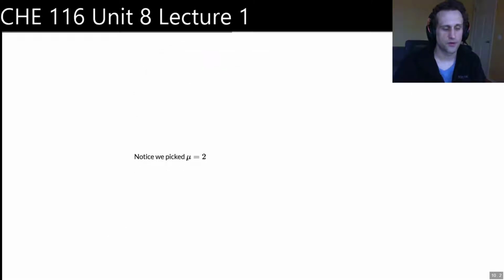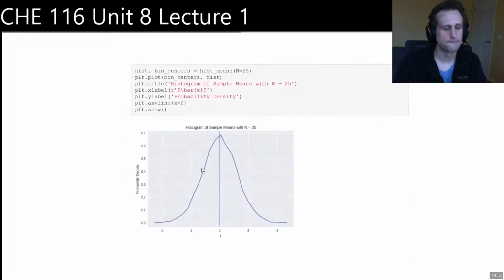So let's see an example. Our population mean is 2, and then let's see what the histogram looks like. So this is my sample mean, and you can see that the population mean is 2, and my peak is maybe like 2.1. So that means if I try this a whole bunch of times, my sample means are pretty close to the population mean.